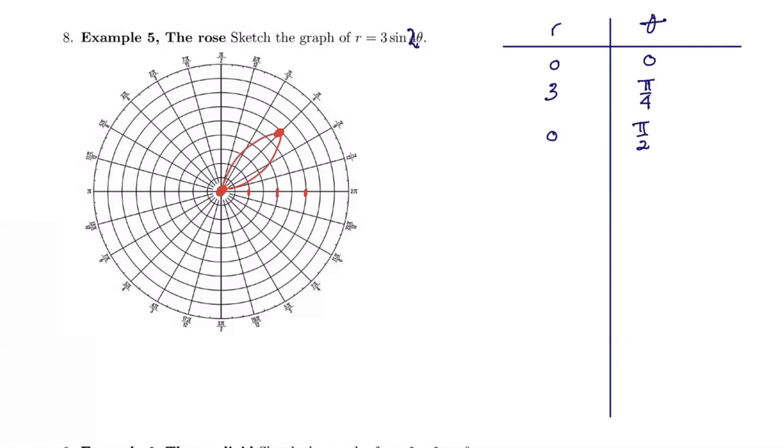This is a 4-petaled rose since the number inside is 2. And since it's even, that means we have 2 times 2 petals, which is going to be 4. So we have to do this again in order to get the other 3 petals. So from pi over 2, I'm going to go to 3 pi over 4, which is going to put me at -3. So I will go out to -3.